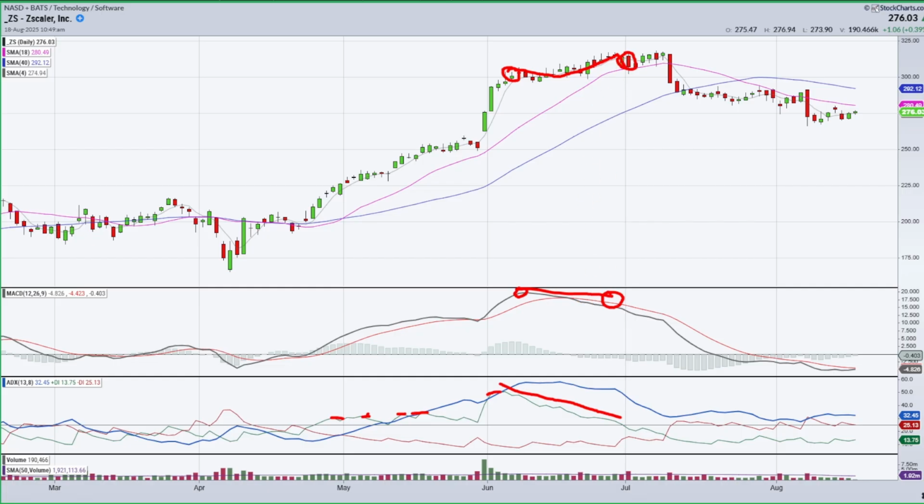I'm going to clear the board so you can really see this. So if you notice, we had this move to the upside. This is a divergence signal here. All right, we get a move to the downside. You could actually have considered this to be triggering to the downside based on MACD, but it wasn't based on DI. And why is that? Because we needed to take out this low and we needed to take out this high.